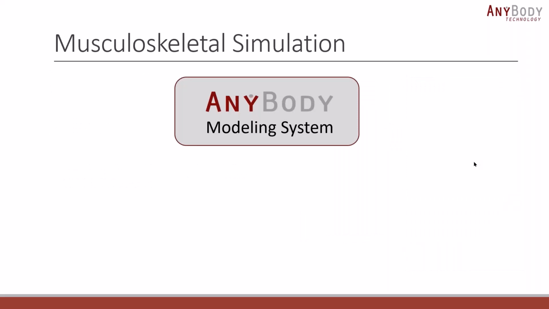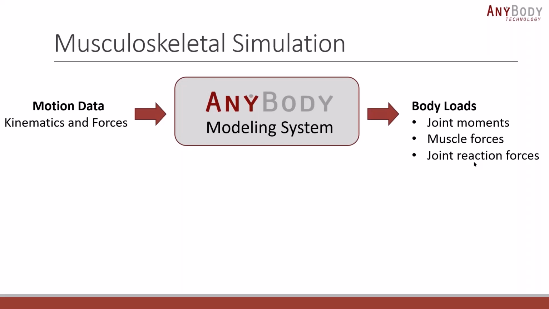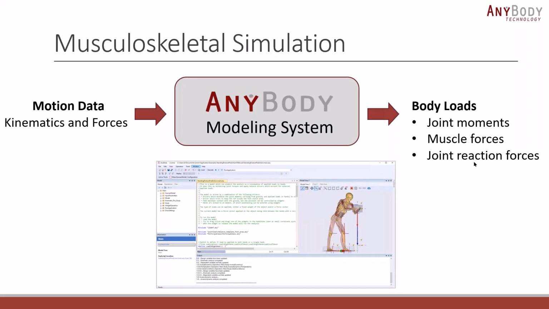But let's begin with a look at what the Anybody modeling system actually is. The Anybody modeling system is a software that allows you to do musculoskeletal modeling and simulations. As input, it takes motion data as kinematics and forces, and it calculates the internal body loads as joint moments, joint reaction forces, and muscle forces. This is a screenshot from the actual software, so this can give you an idea of how the system looks.